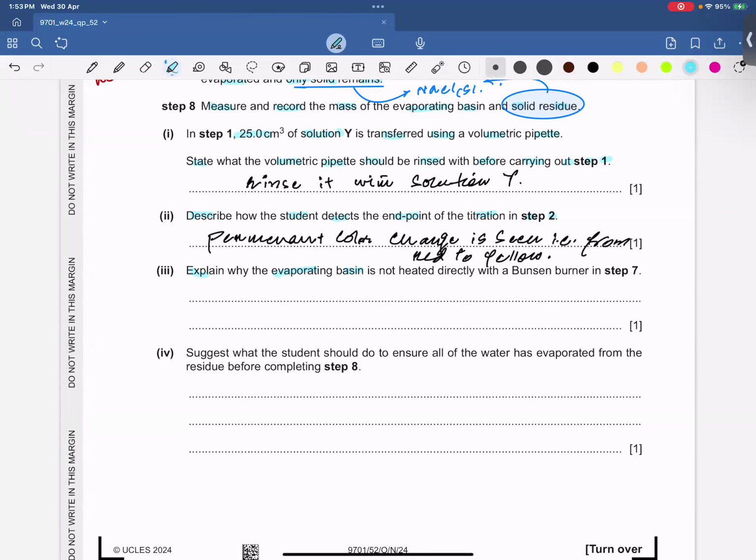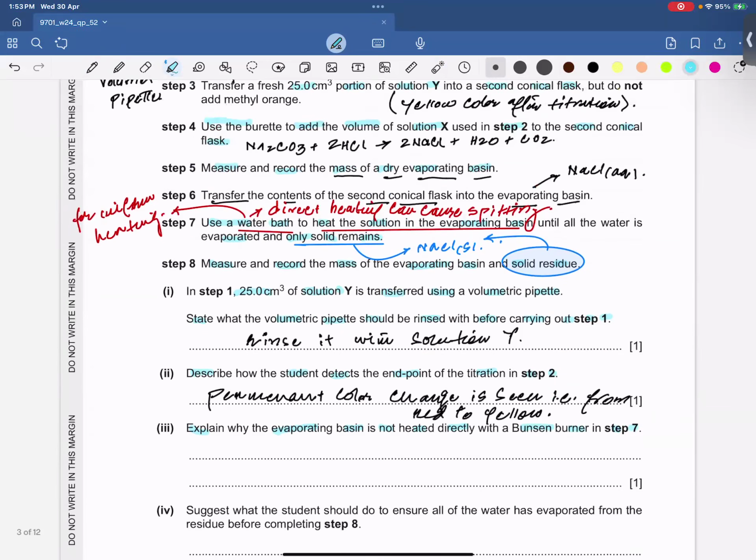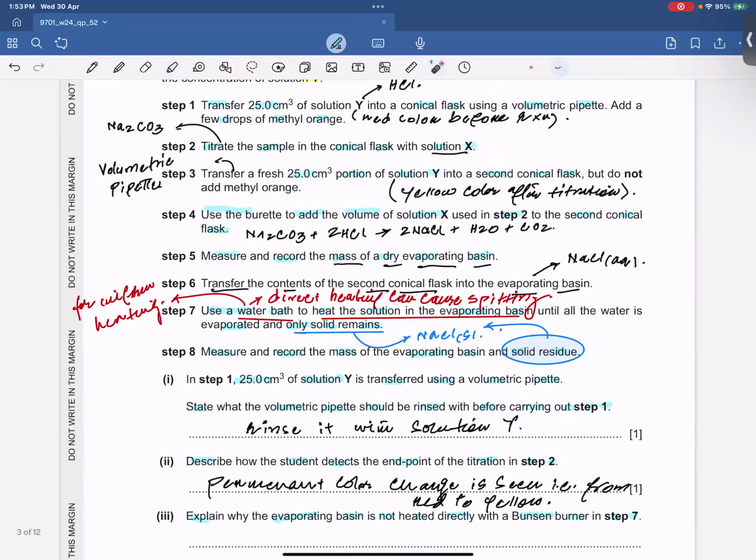Explain why the evaporating basin is not heated directly with the Bunsen burner in step 7. That was the question I raised. And the answer is because direct heating can cause spitting.